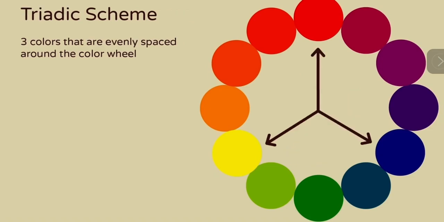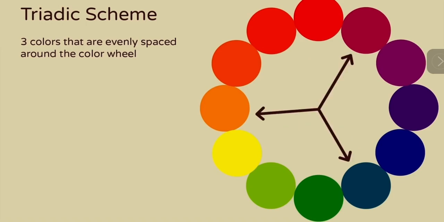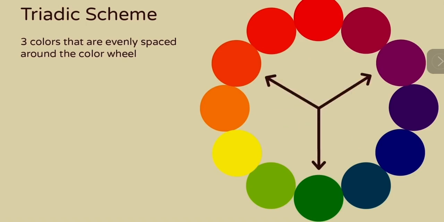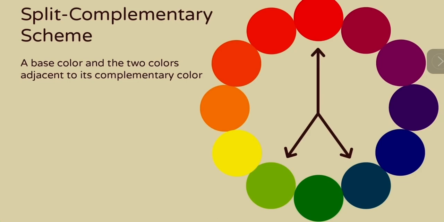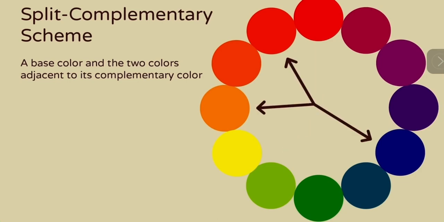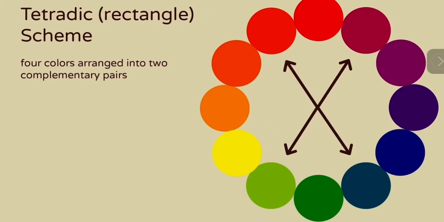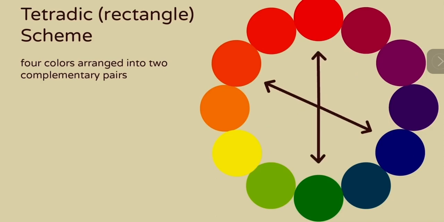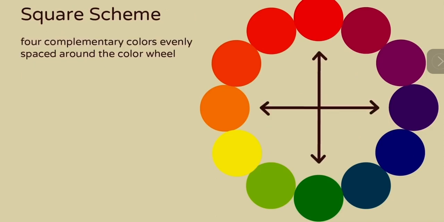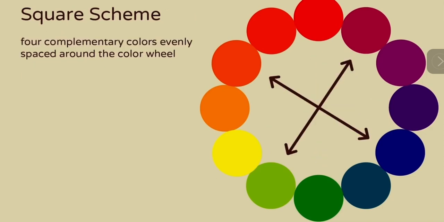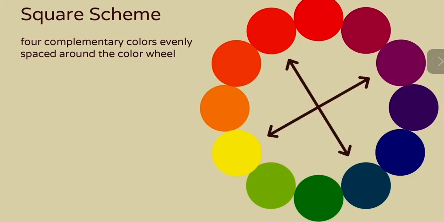A triadic color scheme is made up of 3 colors that are evenly spaced around the color wheel. Again, these are just a few examples of triadic color schemes. A split complementary color scheme is made up of a base color and the 2 colors adjacent to its complementary color. A tetradic color scheme is made up of 4 colors arranged into 2 complementary pairs. And a square color scheme is made up of 4 complementary colors evenly spaced around the color wheel.